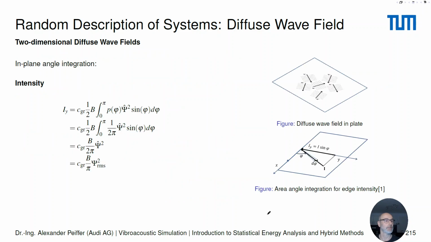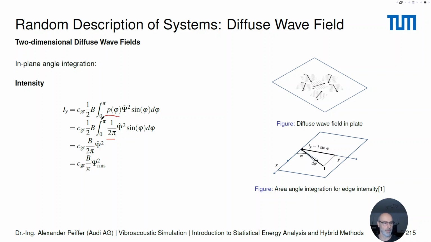Okay, now let's come to the two-dimensional version of this diffuse wave field. In this case, we have propagating waves on our two-dimensional subsystem, and we use a plane angle integration. Let's start with the intensity again. For the boundary condition, we don't have the full angle, we're just using half of it, and we enter the probability of our two-dimensional system, which is just 1 divided by 2 pi. So this is the expression.